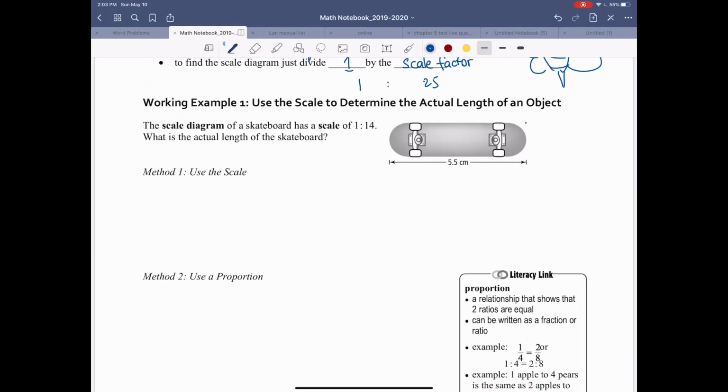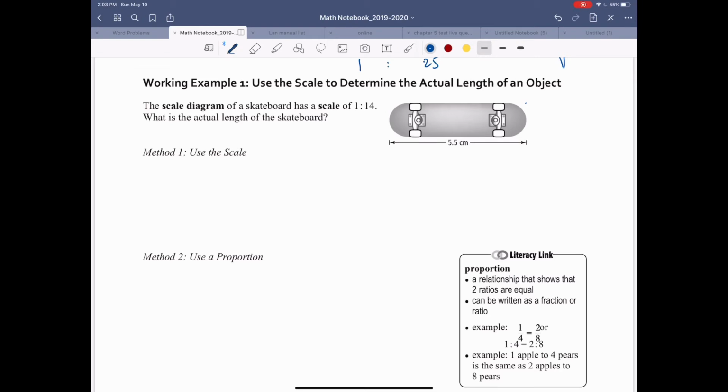Okay, so let's use actual examples to learn about scale factors. These calculations are basically all you need to know. Use the scale here. That's the skateboard. It has a scale of 1 to 14, so every 1 centimeter represents 14 centimeters in the real world. So 5.5 cm in the diagram represents 5.5 times 14 cm. Times 14, you get the actual, which is 77 cm, the length of this skateboard.